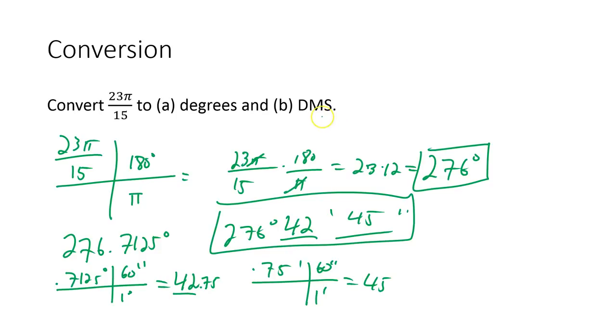So going from degrees, minutes, seconds back to degrees, remember that you have to take each piece and convert it to degrees, and you add all three pieces together. So you may want to look back in your notes for a problem like that.